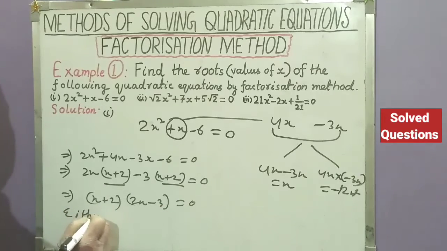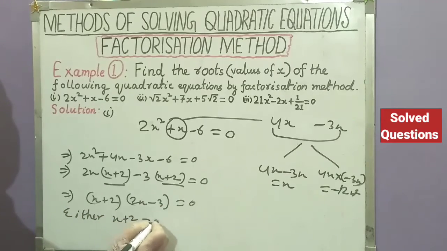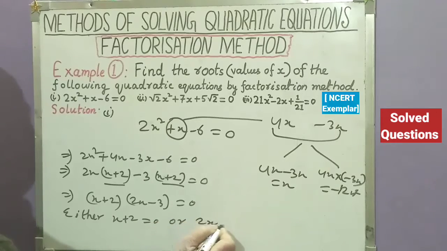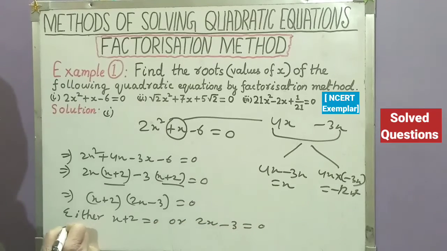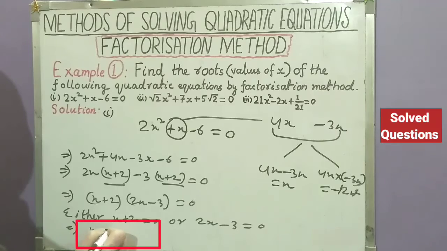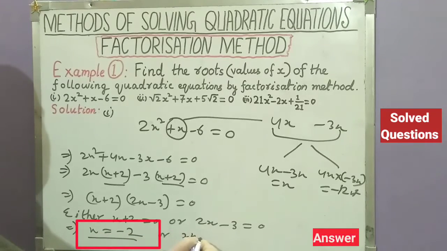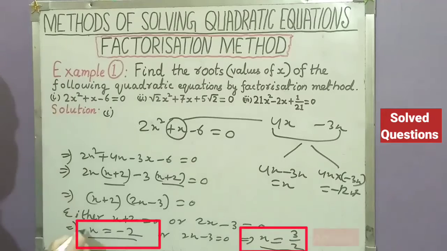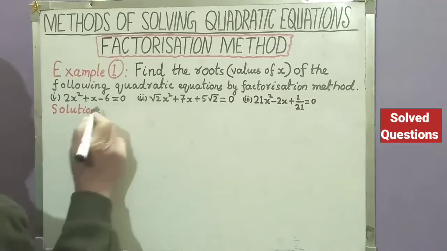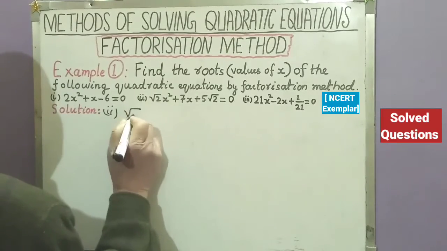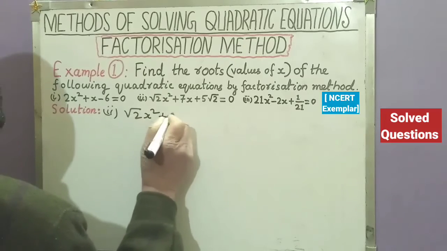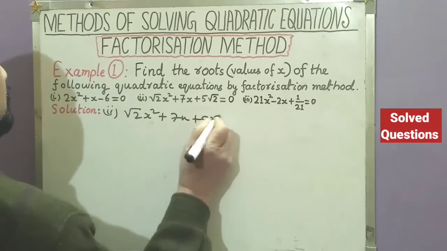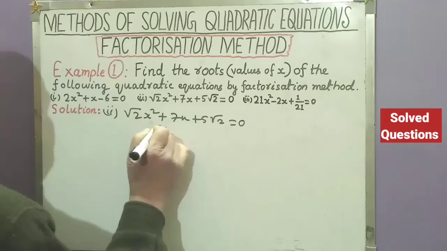That implies that either x + 2 = 0 or 2x − 3 = 0. That implies x = −2, that is one value of x, and 2x − 3 = 0 implies x = 3/2, that is the other value of x. Second part, √2x² + 7x + 5√2 = 0.